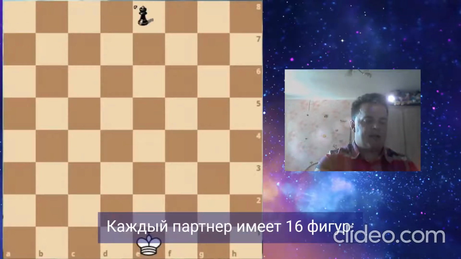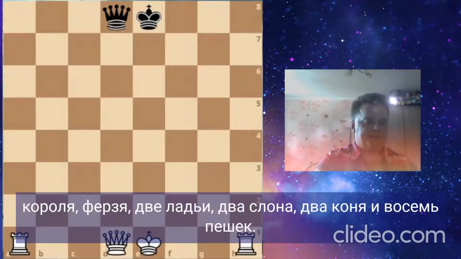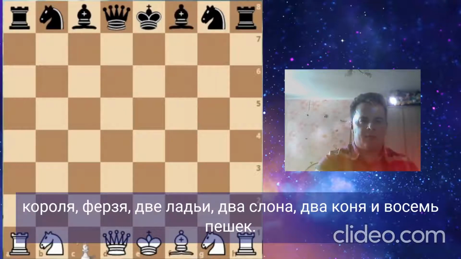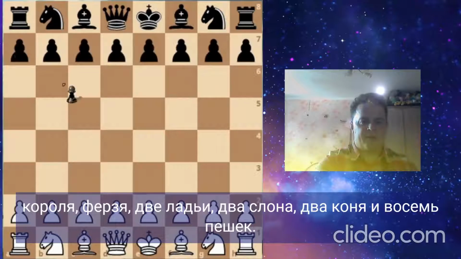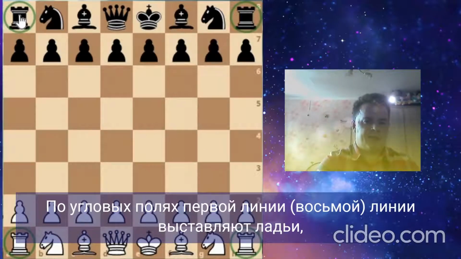Each partner has 16 figures: king, queen, rooks, knights, bishops, and 8 pawns. Rooks are placed along the corner fields on the first and 8th rank. First white, and 8th black.